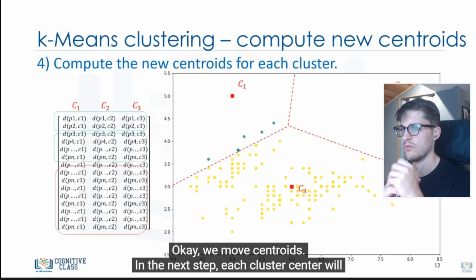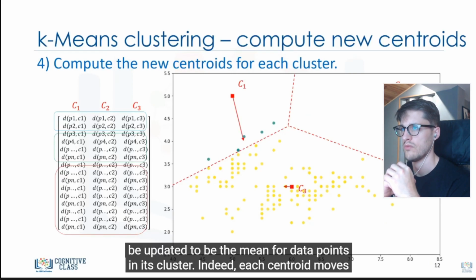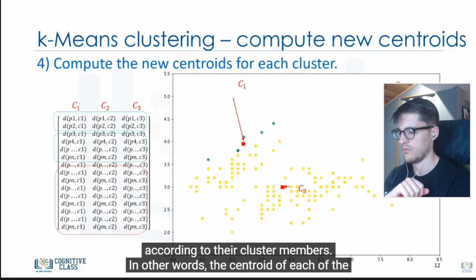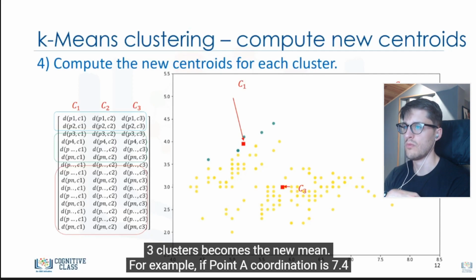Okay, we move centroids. In the next step, each cluster center will be updated to be the mean for data points in its cluster. Indeed, each centroid moves according to their cluster members. In other words, the centroid of each of the three clusters becomes the new mean.